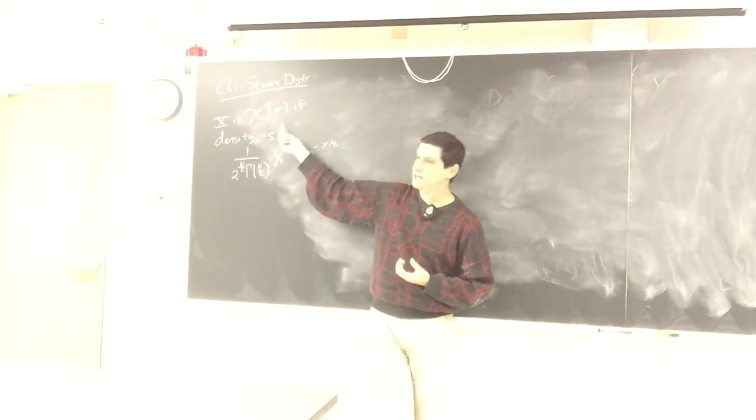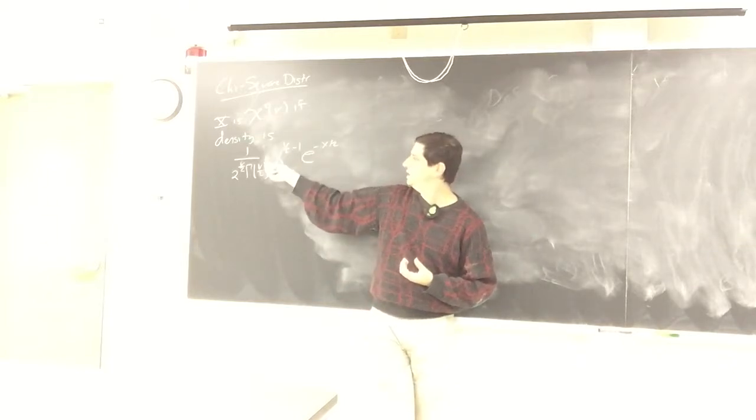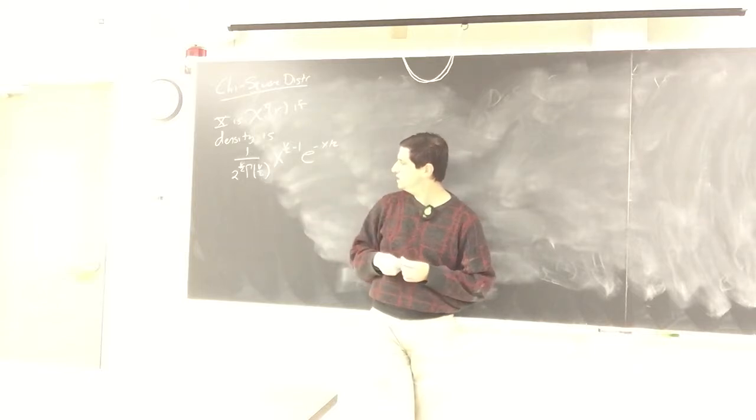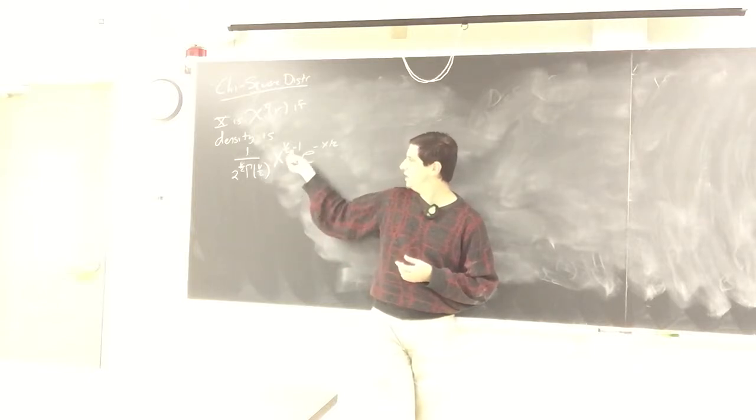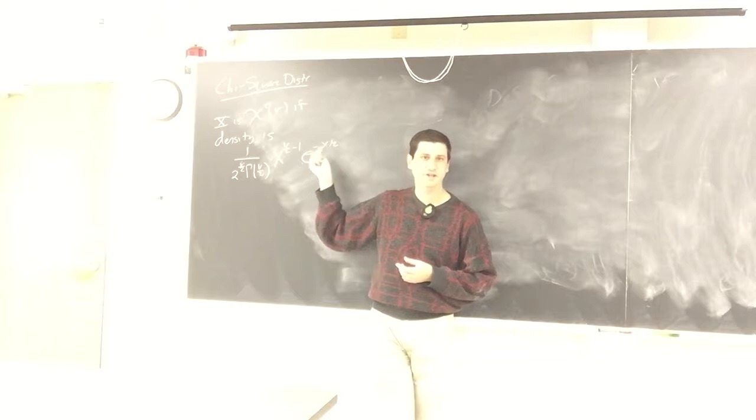So we say x has a chi-squared distribution with nu degrees of freedom if its density is 1 over 2 to the nu halves, gamma of nu halves, x to the nu halves minus 1, e to the negative x halves.